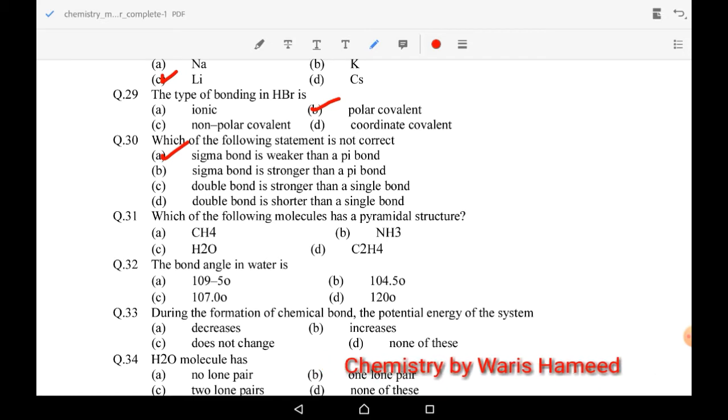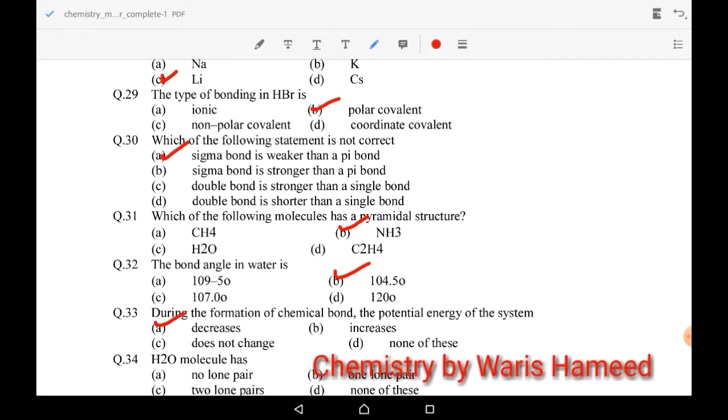Which of the following molecules has a pyramidal structure? Ammonia. NH3 will have pyramidal structure. The bond angle in water is 104.5. Next, during the formation of chemical bond, the potential energy of the system decreases and it goes to stability.